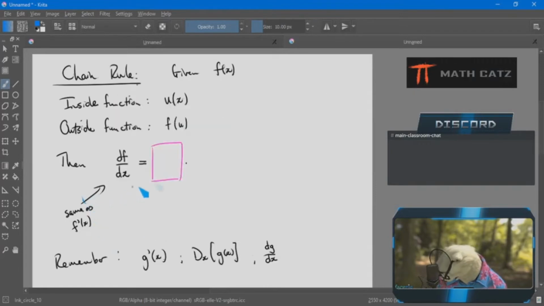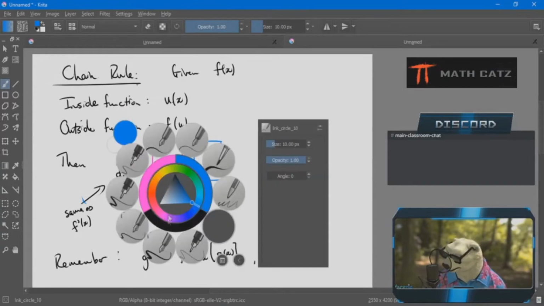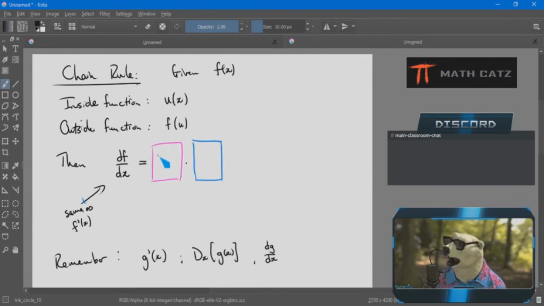I picked the color, now there we go. And I'm going to multiply that with a blue part. It's going to be two things multiplied together. The first thing is going to be the derivative of the function with respect to the inside function as a variable. The second part is going to be the derivative of the inside function with respect to the original independent variable. Now this looks much worse than it is, perhaps. Maybe it doesn't look bad, but it looks different to our other properties. Let's at least say that.